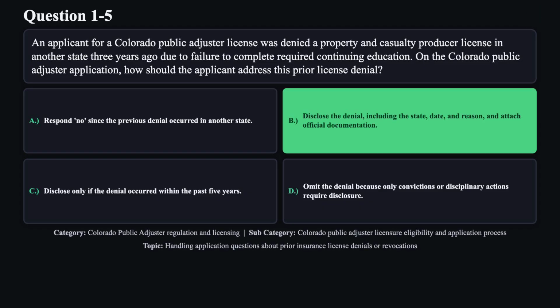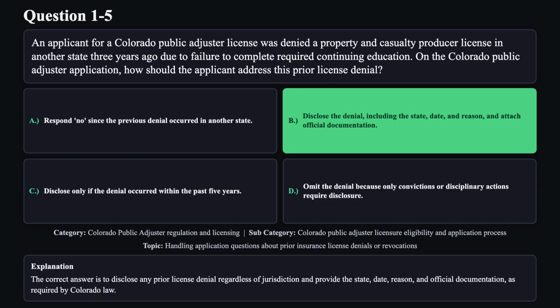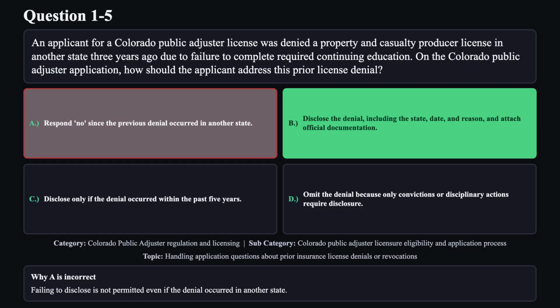The correct answer is B. The correct answer is to disclose any prior license denial regardless of jurisdiction and provide the state, date, reason, and official documentation as required by Colorado law. Reason A is not correct. Failing to disclose is not permitted even if the denial occurred in another state.